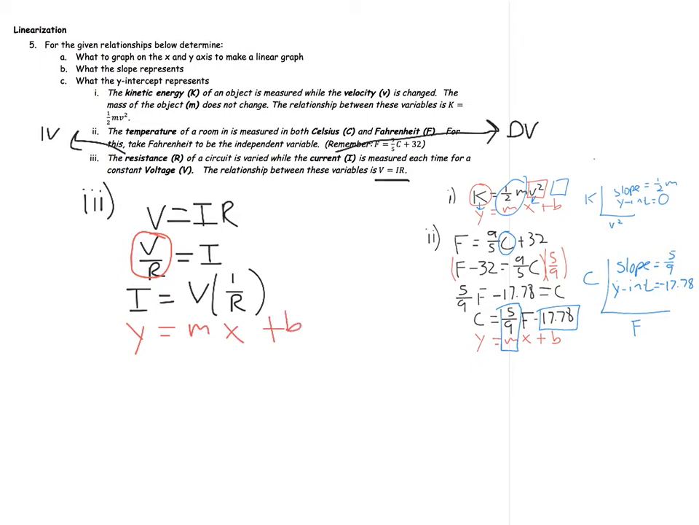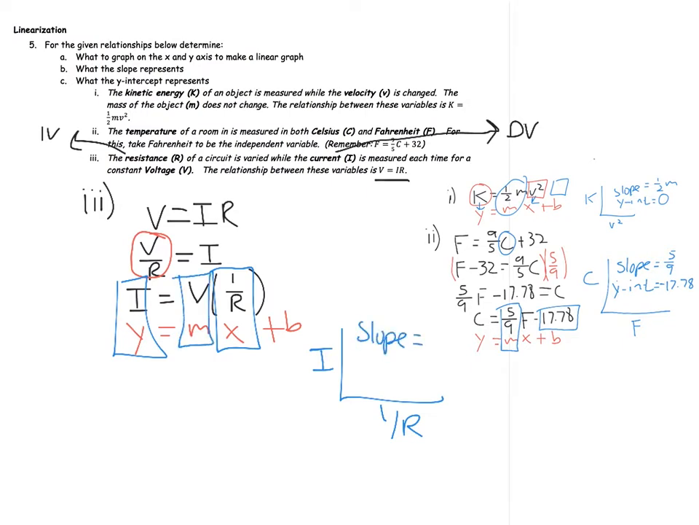Okay. And I can see here that on my y-axis, I'm going to have my current just by itself. On my x-axis, I'm going to have 1 over my resistance, so this would be an inverse function. And then my slope would be equal to V, that voltage, and we have no y-intercept because there's nothing added on to the end of it.